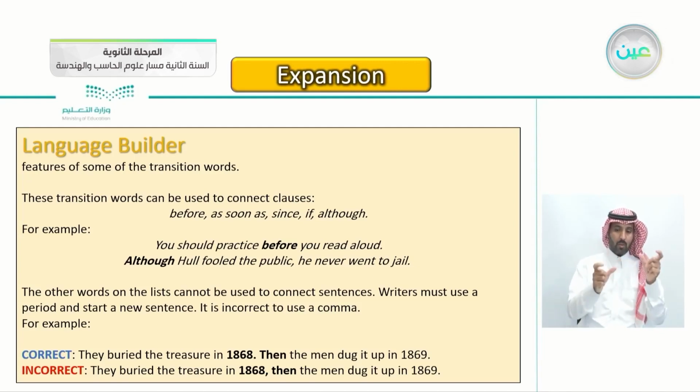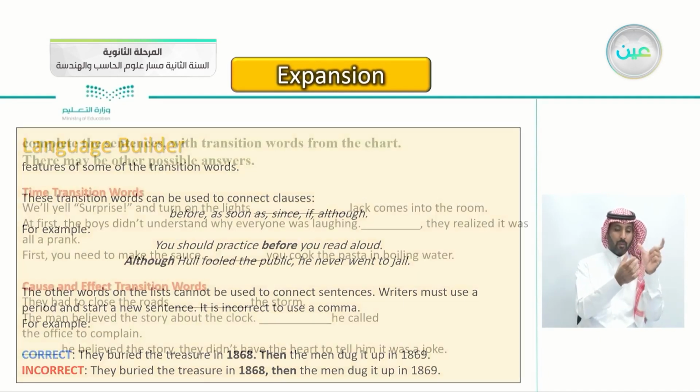The other words on the list cannot be used to connect sentences. Writers must use a period and start a new sentence. It is incorrect to use a comma. For example, the correct way: they buried the treasure in 1868. Full stop here. Then the men dug it up in 1869. The incorrect way is to use a comma. So you have to use the full stop.